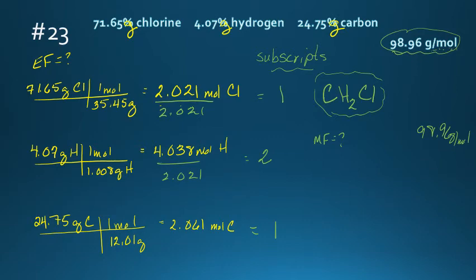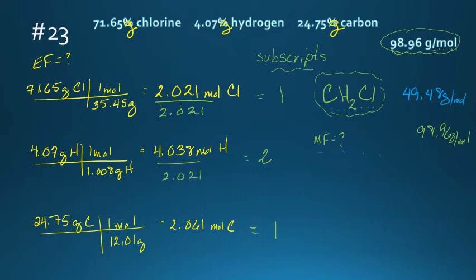What do I do now? Well, if you said that we have to find the molecular formula, in order to find the molecular formula, I need the molar mass of this guy, you are right. So let's do that. 12.01 plus 2 times 1.008 plus 35.45. And we end up with 49.48 grams per mole. Okay, so how are we going to do this?